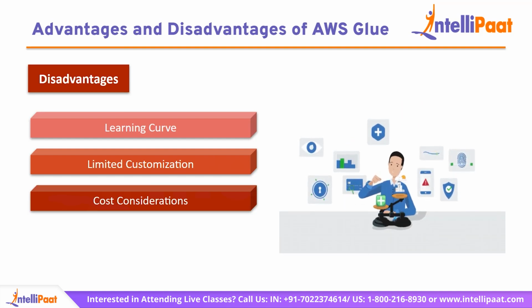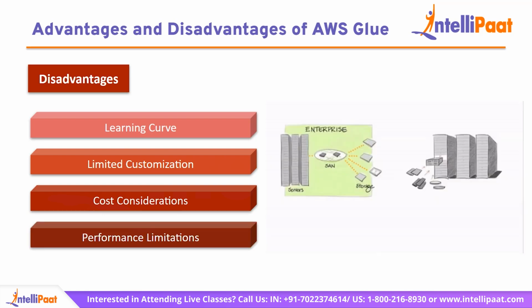The third disadvantage is cost considerations. While AWS Glue is cost effective in terms of scaling resources based on demand, the cost can still be a factor depending on the volume and frequency of data processing. It is important to monitor and optimize your Glue usage to ensure cost efficiency.